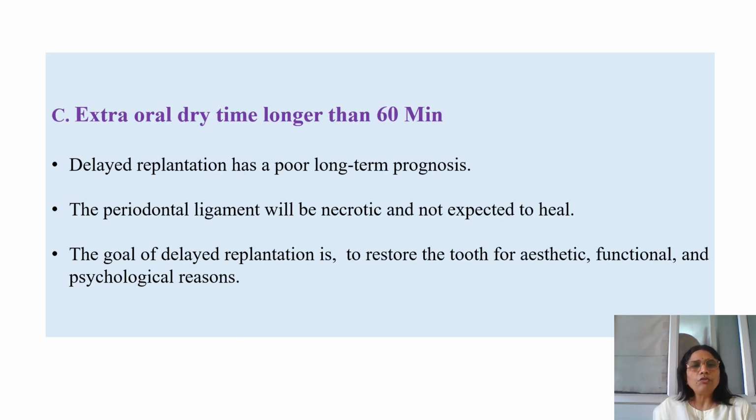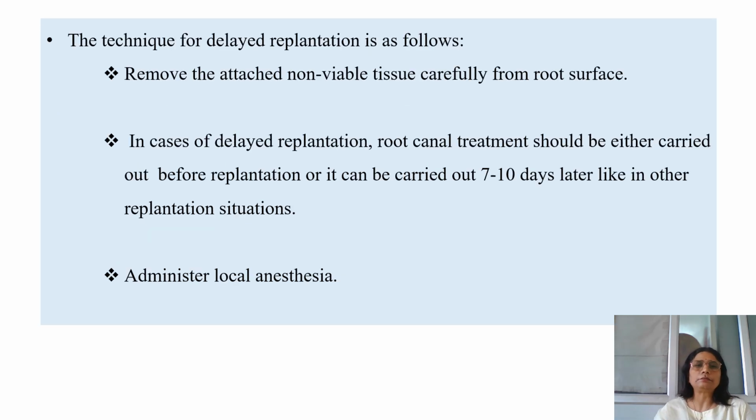The third category is when the extraoral dry time was longer than 60 minutes, which means that the tooth was reimplanted after 60 minutes. This is also known as delayed reimplantation and it has a poor prognosis. The reason is that the periodontal cells become necrotic and we cannot expect them to heal. But we still go for delayed reimplantation for aesthetic, functional and psychological reasons.